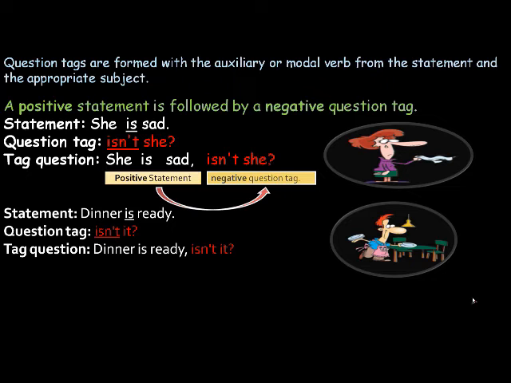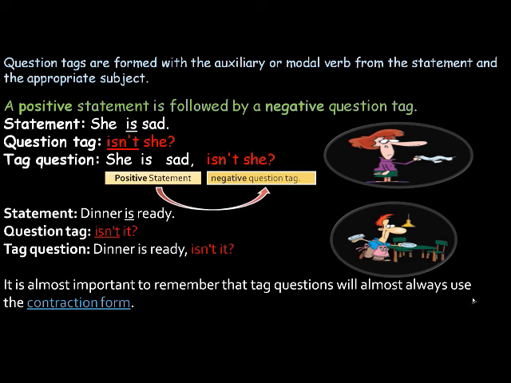Let's take another example. Dinner is ready. Again, we have the same auxiliary, is. We'll change it into the negative, isn't. And then we have the question tag. Dinner is ready, isn't it? Now, it is important to remember that the tag question will almost always use the contraction form. It is possible to use the non-contracted form, but that sounds too formal.